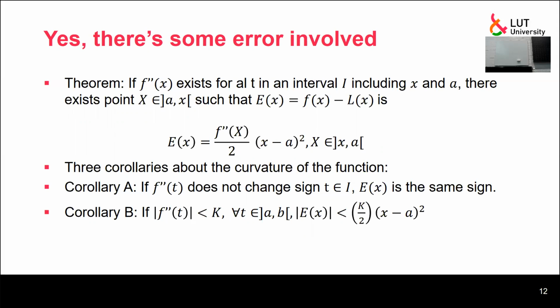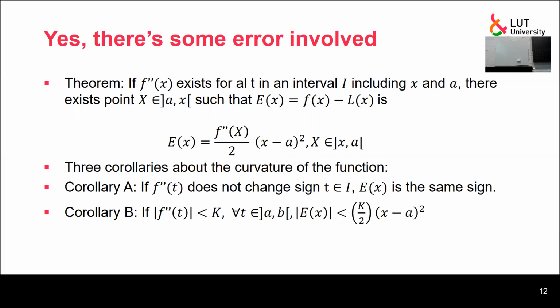So the second derivative of capital X here over 2 times the difference in value to the power of 2. And here this capital X is some number between x and a. So if the function does not behave nicely and has large differences in the second derivative, then the potential error is larger.